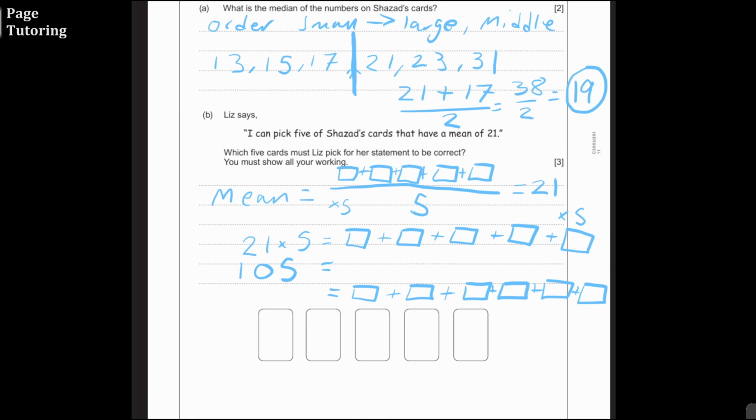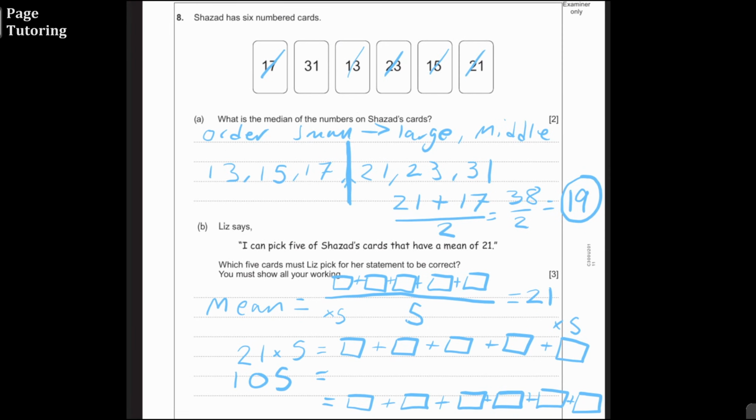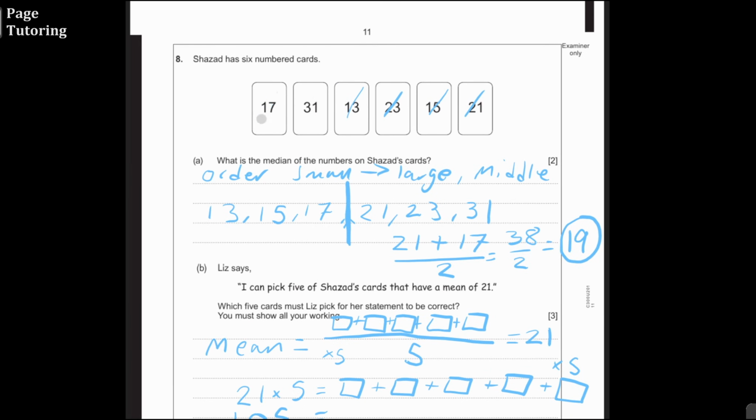So let's just plug into our calculator all of these numbers. Now we were crossing these off before, hopefully you've not completely scribbled them out. If you're ever doing crossing off or stuff like that, it's always good to use a pencil just in case you need to go back and have a look.